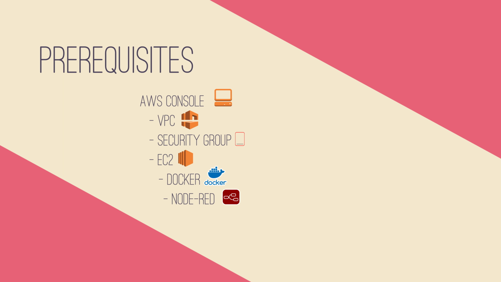Before we get started, I would like to go over the prerequisites. Basic knowledge of AWS is required. We also encourage you to understand how to set up a security group and how to attach this to an EC2 instance. We'll be going over as well how to set up Docker and how to bring up a Docker container that is Node-RED.